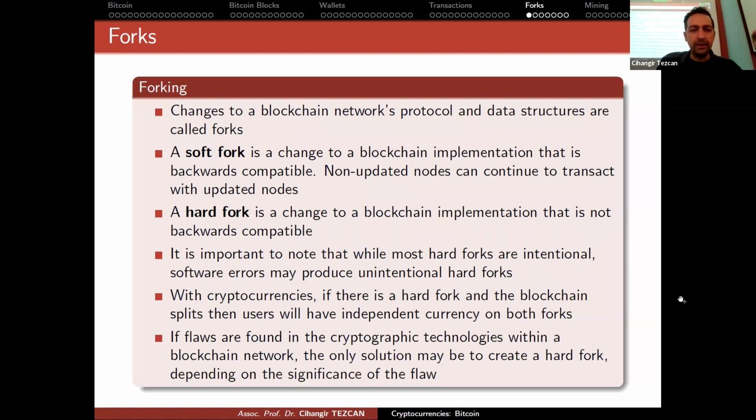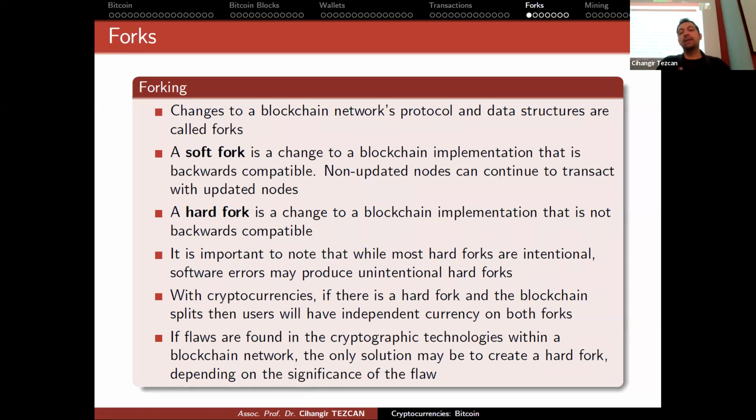So if flaws are found in the cryptographic technologies within a blockchain network, the only solution may be to create a hard fork, depending on the significance of the flaw. For example, if you break SHA-256, by breaking, I mean if you can find a way to obtain, for instance, pre-images or second pre-images, then we will not be able to use SHA-256 in Bitcoin. So we would like to move on to something else, maybe add SHA-3, but adding SHA-3 would be a soft fork, but removing SHA-2 and replacing everything with SHA-3 will be a hard fork.